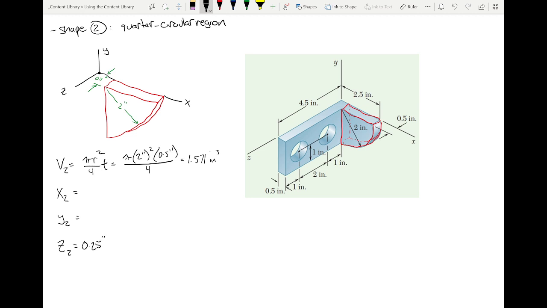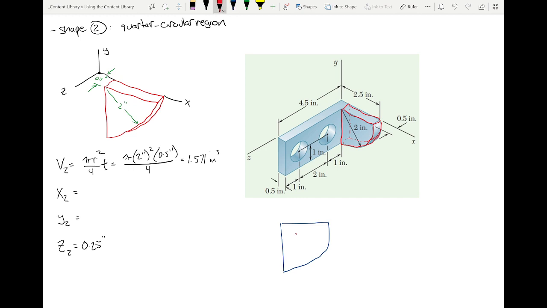Now what we're going to do, we're going to do Y. Okay? Now, what we would have to do is look up our centroid reference, because we'd have to figure out where is the centroid of a quarter circle. Okay? Now I'm going to put that down here for you, because it's in your book, but I'll just give you that. So here's a quarter circle.